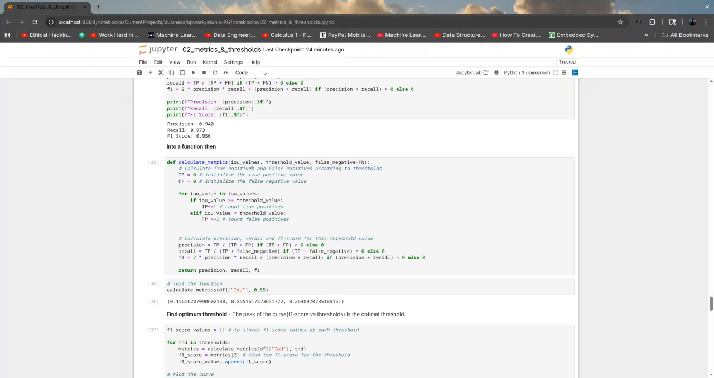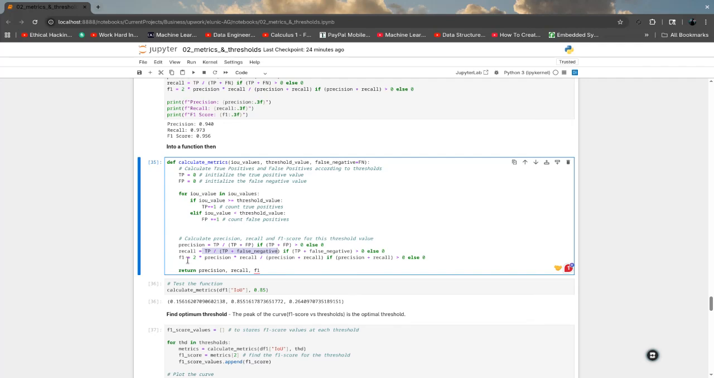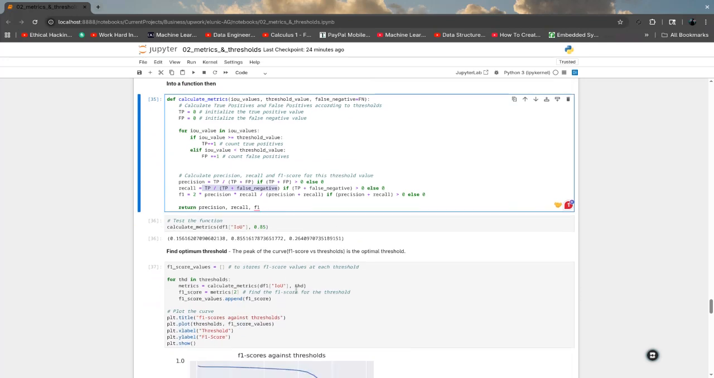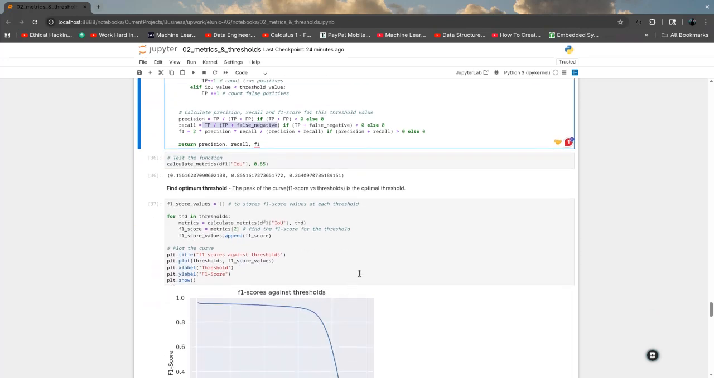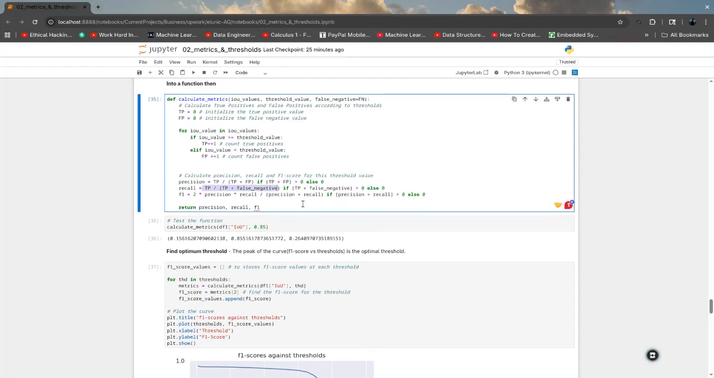This function will calculate the metrics using the IOU values, the threshold value, and the false negatives. The false negatives are just being used to calculate the recall score and the F1 score. It will also be used to calculate the accuracy. To find the optimal threshold, we can't use the accuracy here, so we will be using mostly the F1 score, recall, and the precision score.